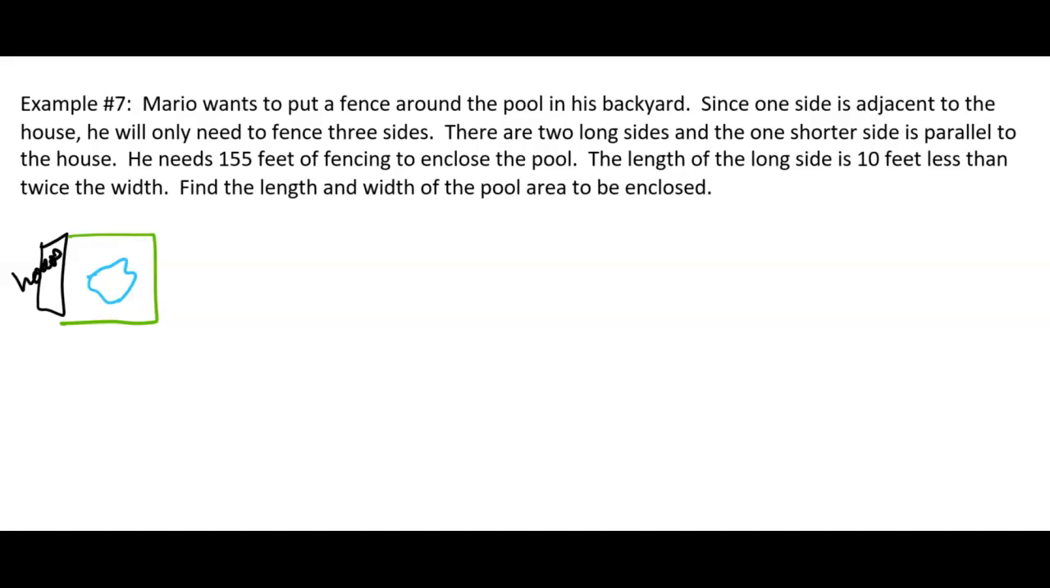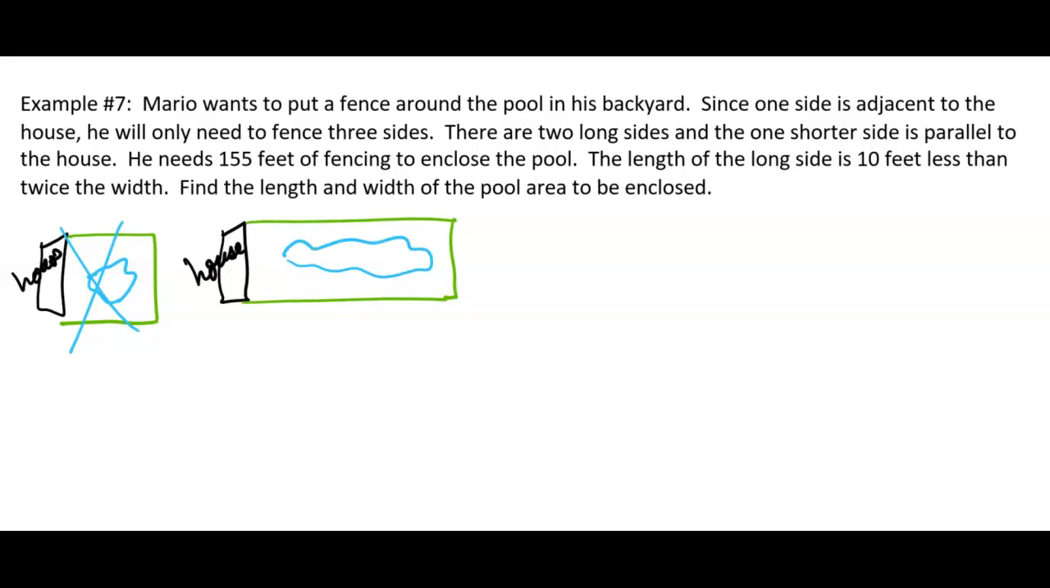All right. One side is adjacent to the house. He'll only need to fence 3 sides. Okay, so my fence is in green there. There are 2 long sides, and the one shorter side is parallel to the house. Okay, so scrap that picture because that's not really accurate. Let's try again. Here's the house, and then we've got 2 long sides, and then one shorter side. So the pool must be going, I don't know if that's a swimming pool, but anyway, it looks something like that. Okay, now that's a better picture. So we've got the picture.